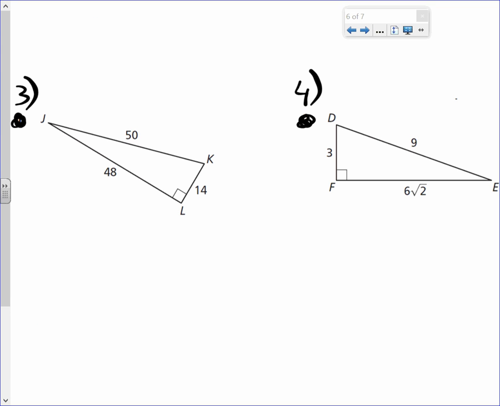Try to pay close attention because I don't want you to be dead weight for your partner on table talk. I'm going to explain to you exactly what you're going to be doing on table talk right now. You're just going to be practicing the tangent ratio. In other words, what we just did on warm-up.